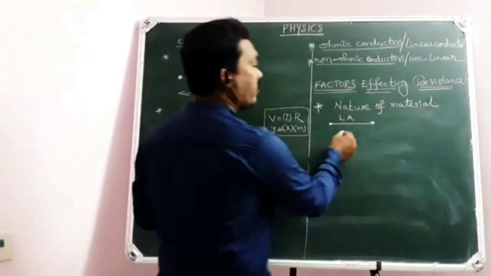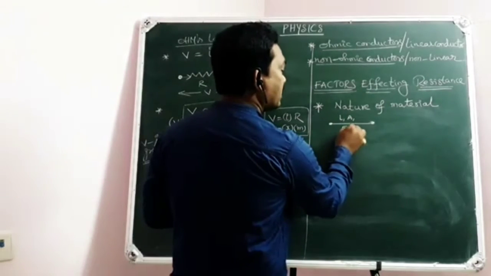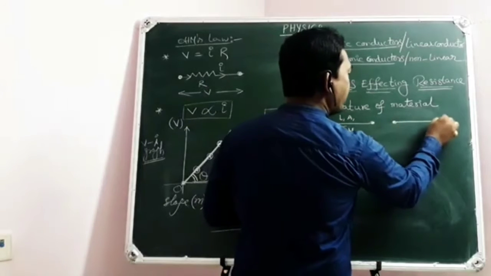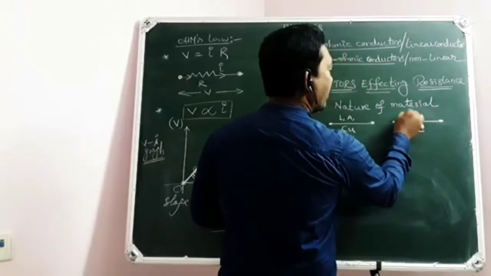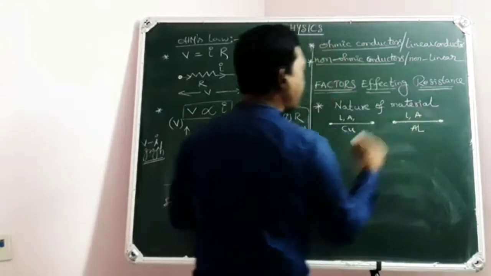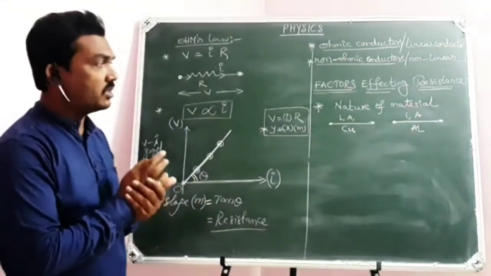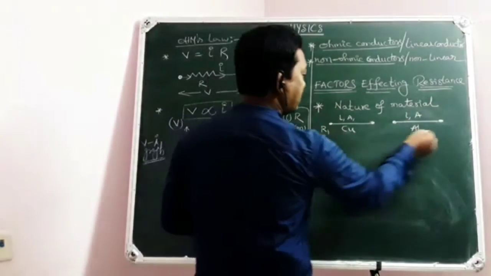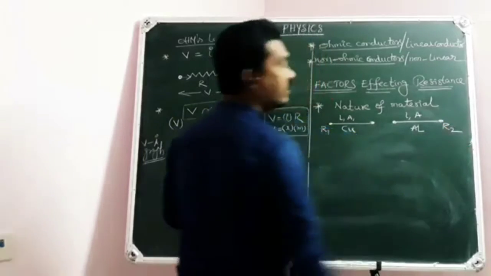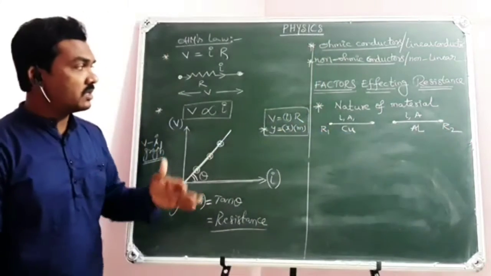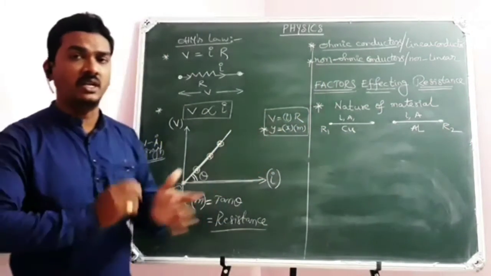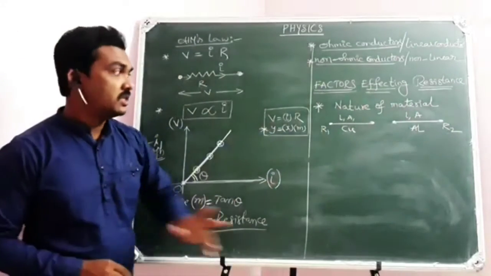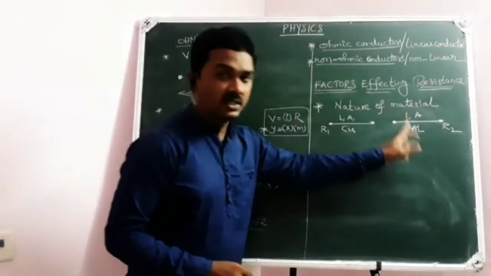So you have taken a copper wire having some length and cross-sectional area, but there is an aluminium wire having the same length and the same cross-sectional area, but their resistances will not be the same. The reason is that the material is different.